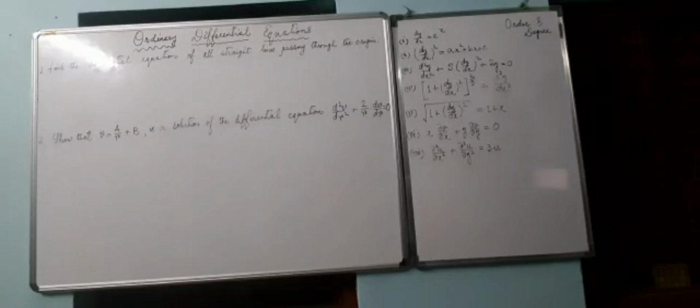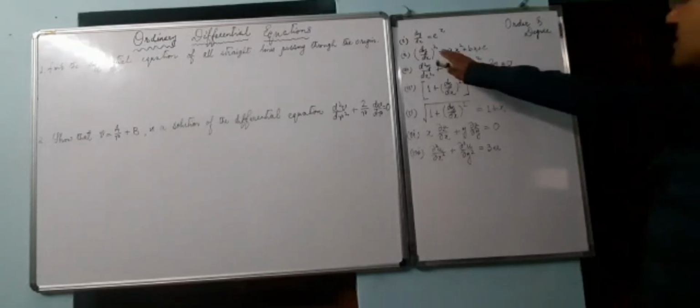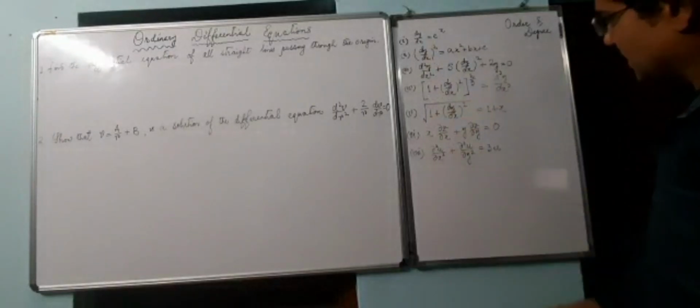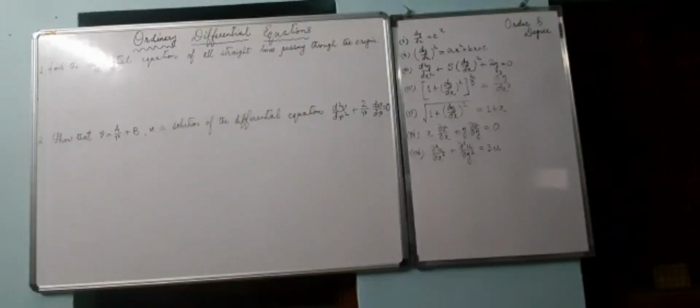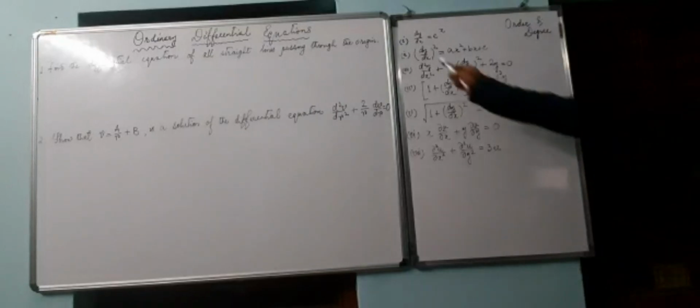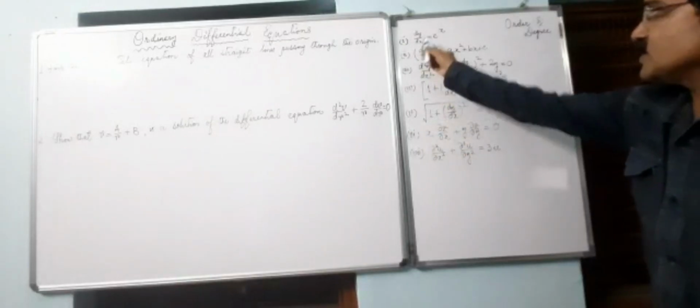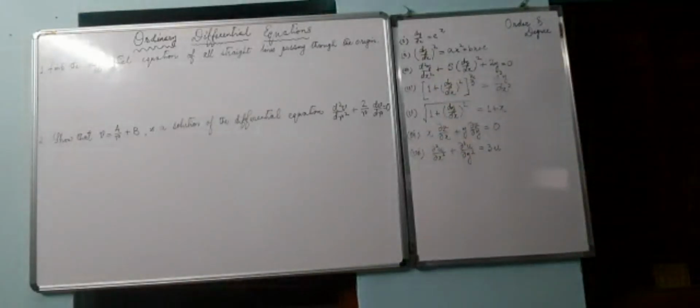To define the order and degree of a differential equation: the order of the differential equation is the order of the highest derivative in the equation. The highest derivatives here are 1, 1, 2, 3, 1 and so on. Thus equations 1, 2 and 5 are of first order, since the highest derivative is 1 in these 3 equations.